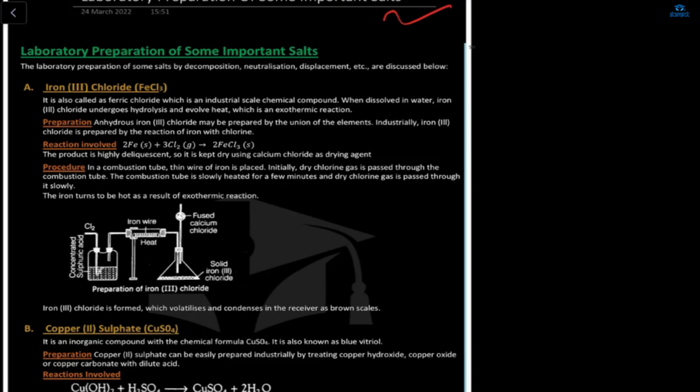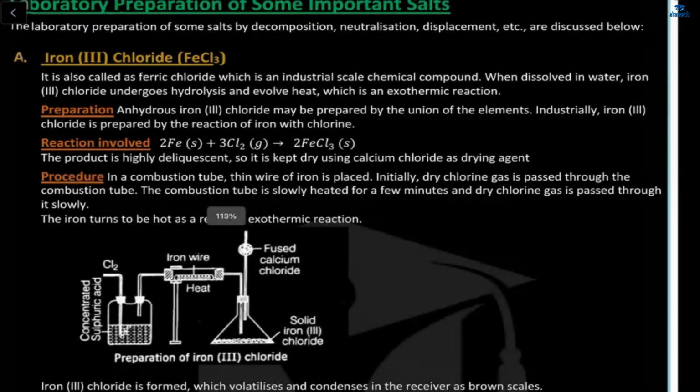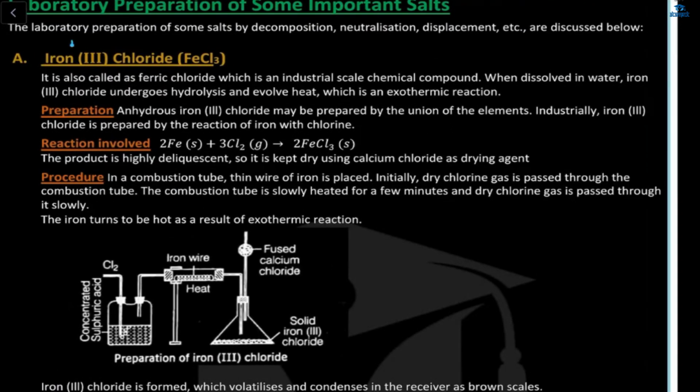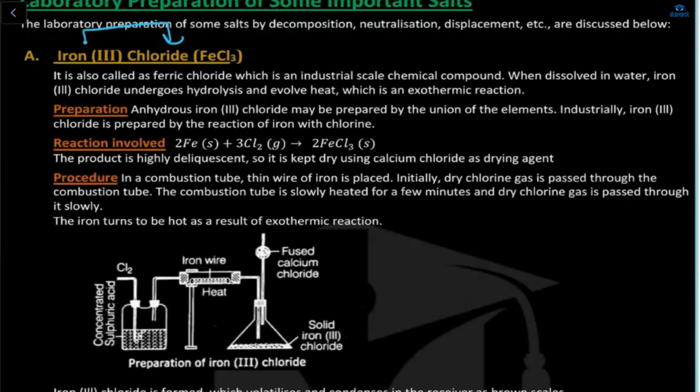Okay, so first is the laboratory preparation of iron chloride. Iron 3 chloride, whose chemical formula is FeCl3. So here, don't use phone. What we have to do is, it is also called ferric chloride.